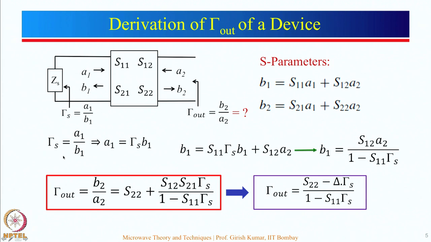In this case, now let us define gamma S. What is gamma S? Looking at this particular side over here, for gamma S, we again have to say it is the reflected wave divided by the incident wave. So, if we are looking from this side, what is the reflected wave? A1. What is the incident wave? B1. So, from here we can write A1 is gamma S times B1. Substitute this value of A1 and simplify, you will get this particular expression, and this expression can be written in this particular form, where delta is nothing but S11 S22 minus S12 S21.